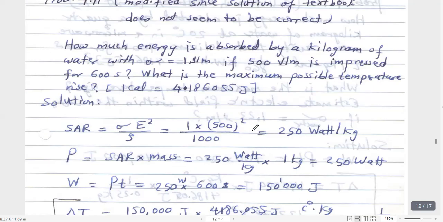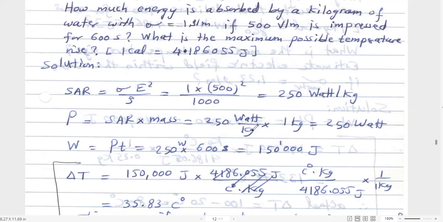This is just an example of how to calculate the thermal effects, the temperature increase. Since the human body is mostly made of water, around 3/4 of the human body is water, we consider examples in water. How much energy is absorbed by a kilogram of water with conductivity of 1 Siemens per meter if an electric field of 500 volts per meter is impressed for a period of 600 seconds? And what is the maximum possible temperature rise, if 1 calorie is 4.186 joules?